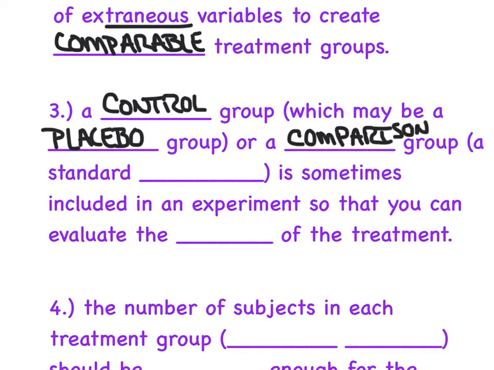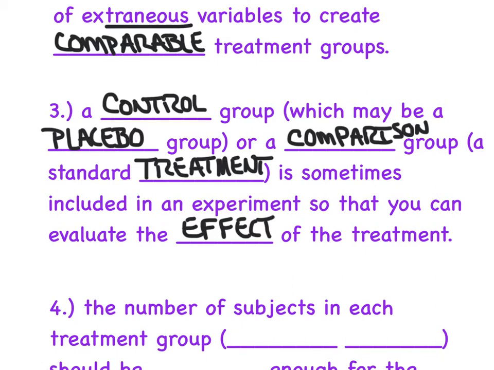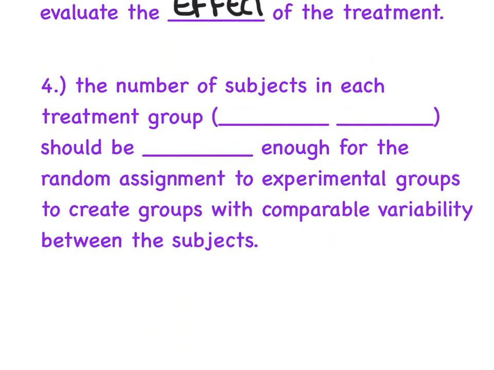Or a standard treatment. So this is the group that's getting the real drug or the real fertilizer, and it is sometimes included in an experiment so that you can evaluate the effect of the treatment. Is it statistically significant? Did the fertilizer actually make the tomatoes grow bigger, or could we leave it up to chance that they were just a little bit bigger by chance? Maybe they got more sunlight or something out of our control.